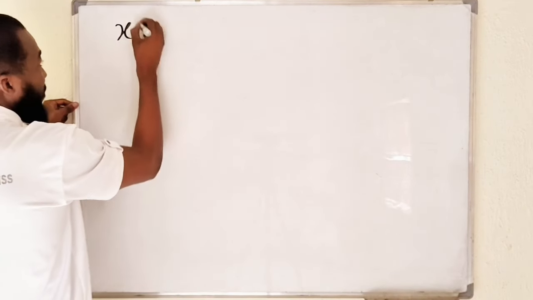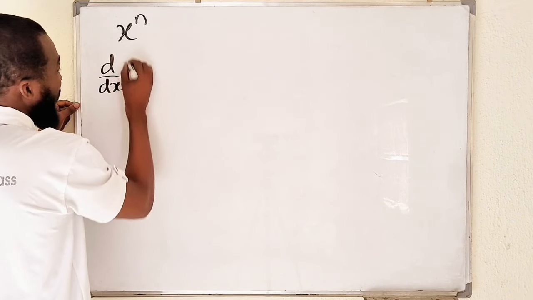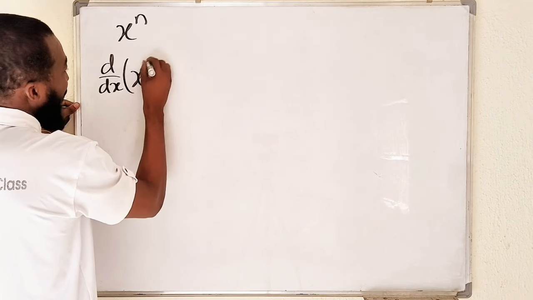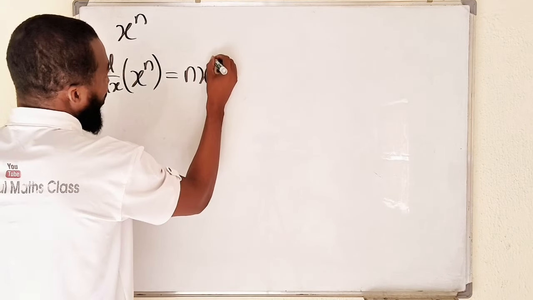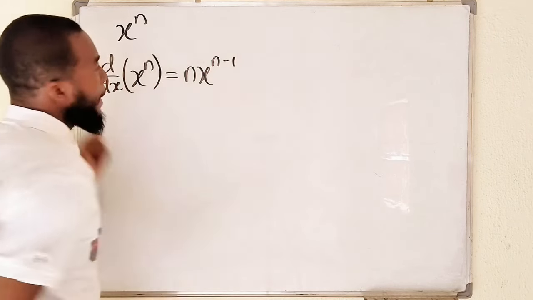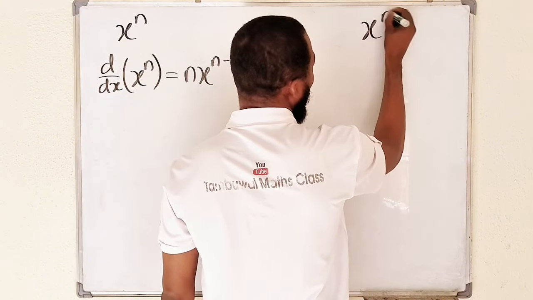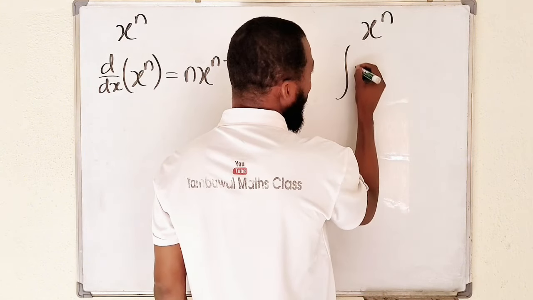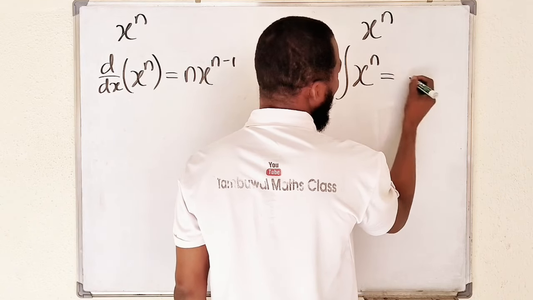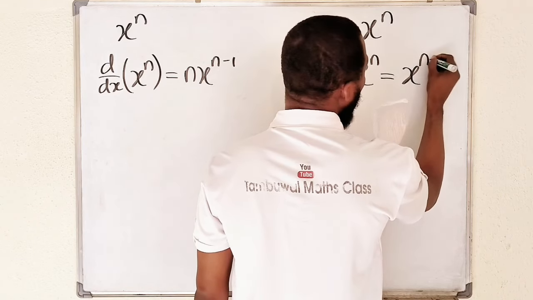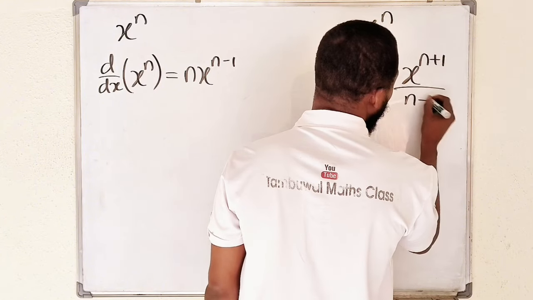If you have x to the power of n, d over dx of that function, x to the power of n, will be what? nx to the power of n minus 1. But if you have x to the power of n, the integral of that function x to the power of n will be equal to what? x to the power of n plus 1 divided by n plus 1.